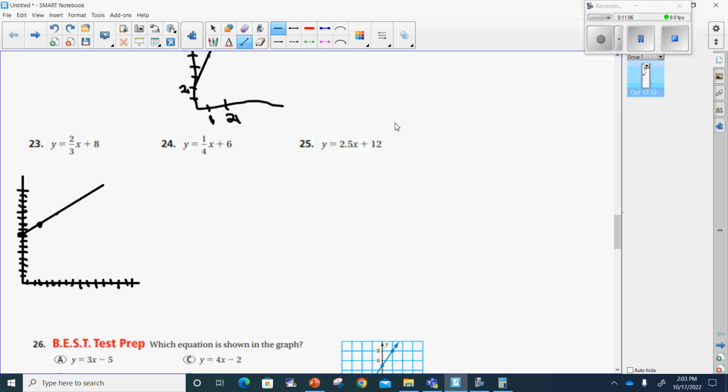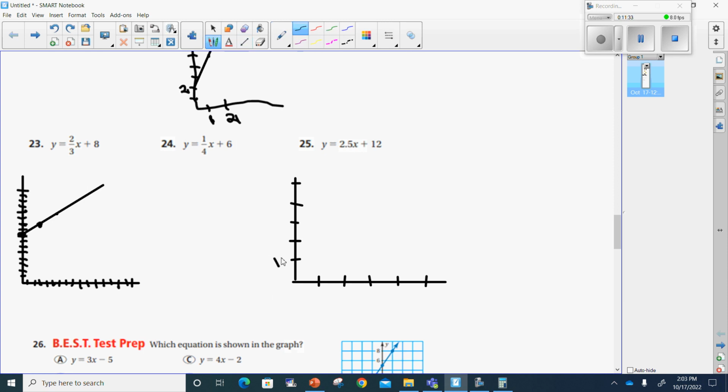Let's see. Number 25. This time we're going to start at 12. So I'm going to make my scales by 10 this time. All right, so this is going to be 10, 20, 30, 40, 50, and 10, 20, 30, 40, and 50. And this time I have to mark it because no one's going to know I went up by that unless I show it.